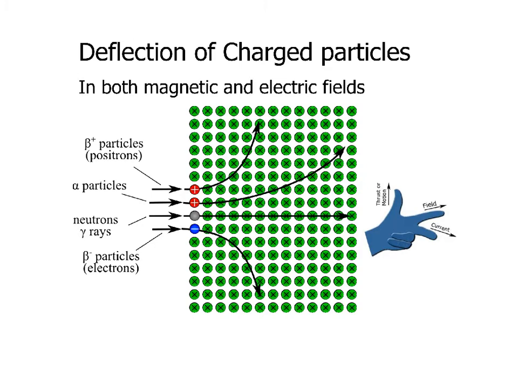It turns out that flowing particles or streams of particles such as nuclear radiation, which is what we're going to talk about in this video. We'll ignore this part of the diagram because we don't talk about positrons in this course. But yeah, we'll just look at these three: alpha particles, gamma rays, and beta particles.